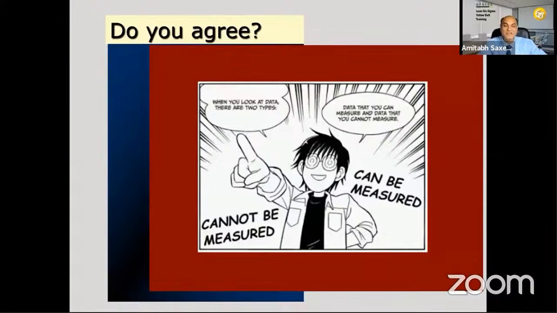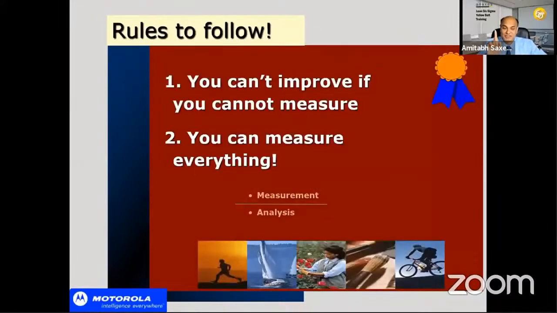No, it's not. You can't improve if you cannot measure, and you can measure everything. Please remember 3 rules. What are the 3 rules? You can't improve if you cannot measure. Second is, you can measure everything. And the third rule is, if you think something cannot be measured, go back to rule number 2. That means you can measure everything. Okay, jokes apart, the third rule is, if you think something cannot be measured, probably it is attribute data.